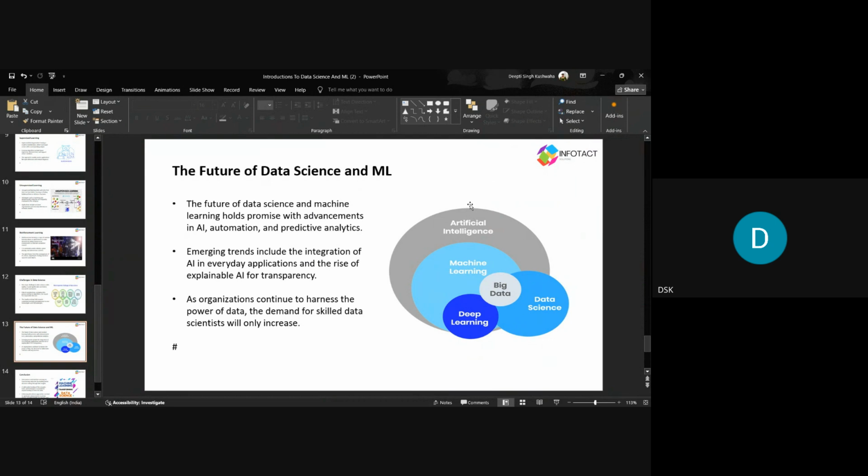As organizations continue to harness the power of data, the demand for skilled data scientists will only increase, because in the world of data, the data is only growing. It is not going to stop. So this field is very promising, and the demand for skilled data scientists, data analysts, data engineers, machine learning engineers and AI engineers will only be increasing going forward.